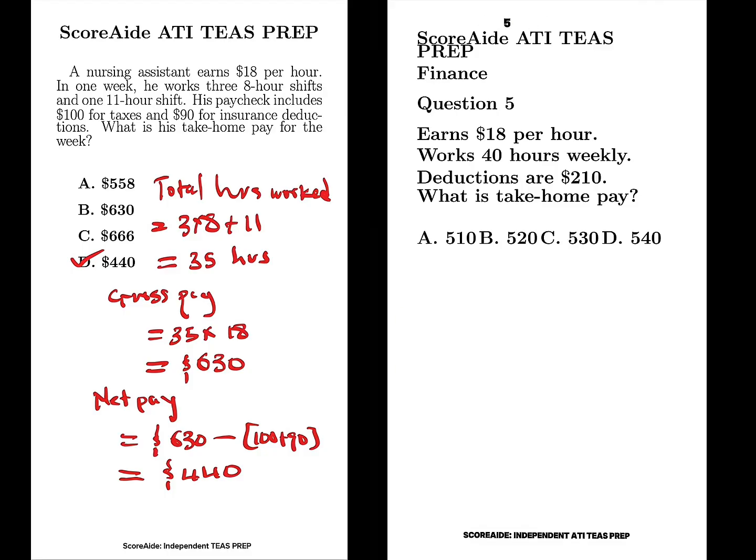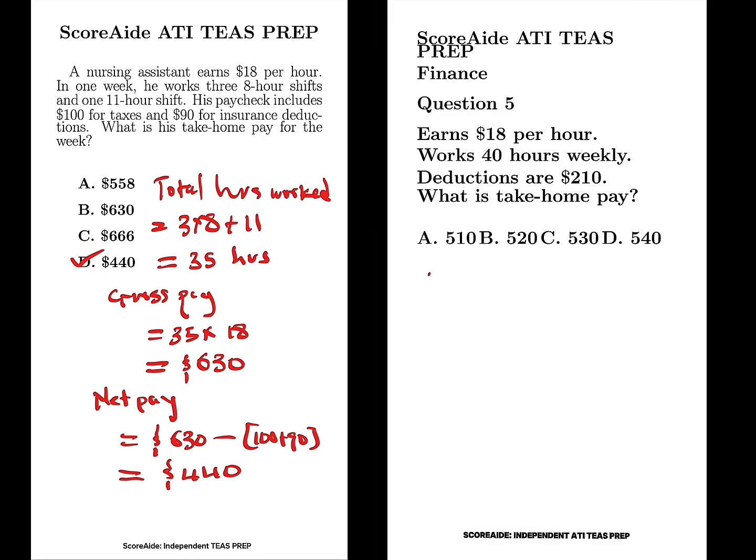Question 5. Earns $18 per hour, works 40 hours weekly, deductions are $210. What is the take home pay? So this should be very easy. In fact, the easiest question in the universe.